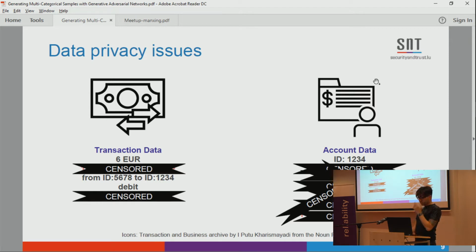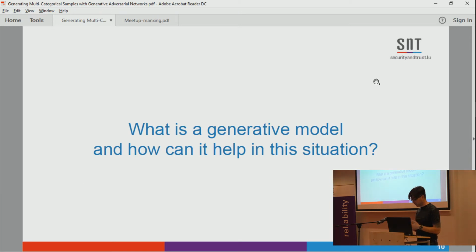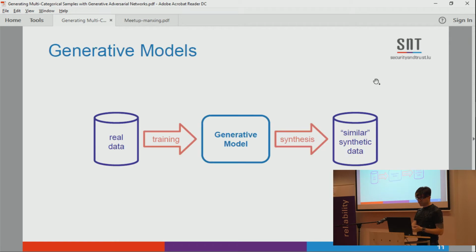So this was a bit of the introduction of the challenges we face. The talk of today is how can we use generative models for this, and what are generative models? Well, I'm simplifying a lot here, because you can do a lot more with generative models. But let's say they are models that take real data, and after training, you can generate more data that looks like the original data.